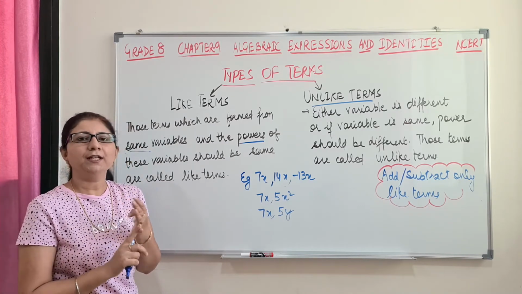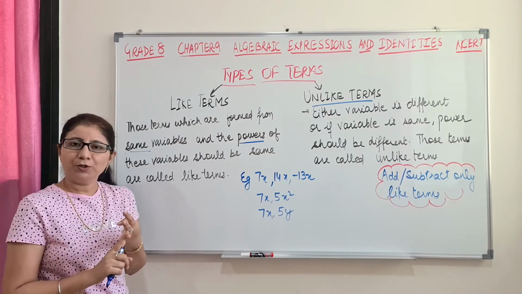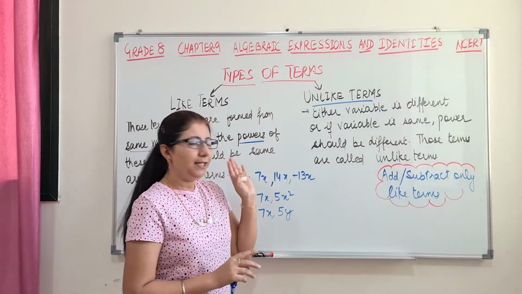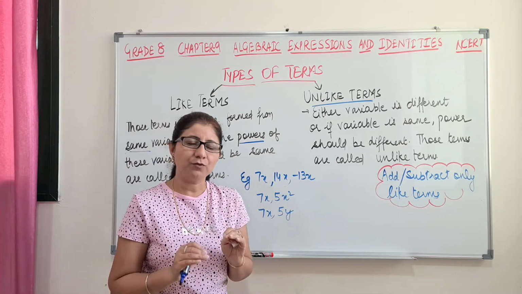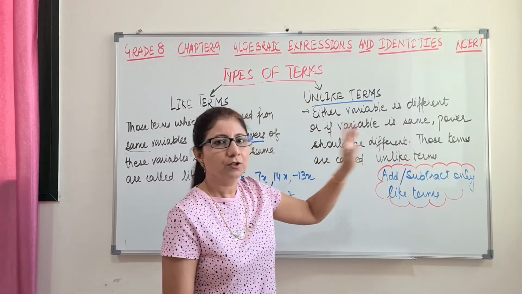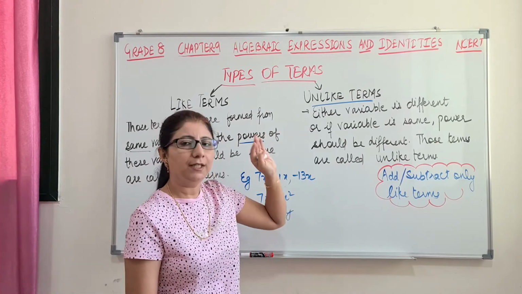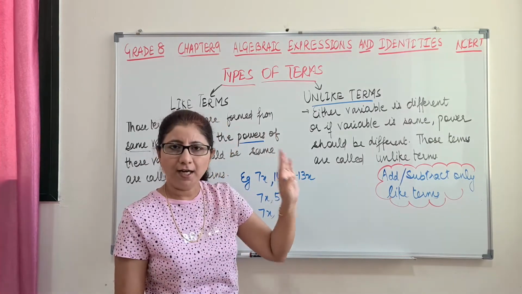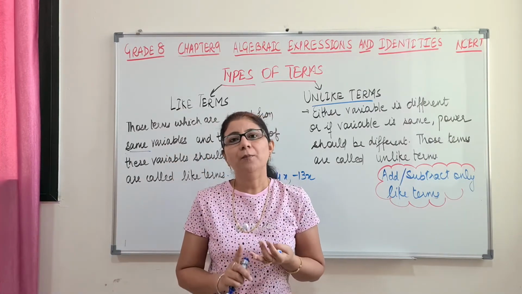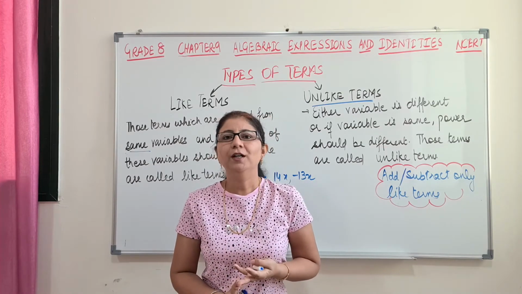So two things we should check. First of all, variables should be the same, and second, their powers should also be the same. So those terms are like terms. Now let's see what unlike terms are. If any one of the two conditions is false, then that term will be an unlike term. So either the variable is different. Here we should check that the variable should be the same in each term. But if the variable itself is different, then that is an unlike term. But if the variable is the same, then what? Then the second thing we should check is the power of those variables. If powers are different, then those terms are also called unlike terms.